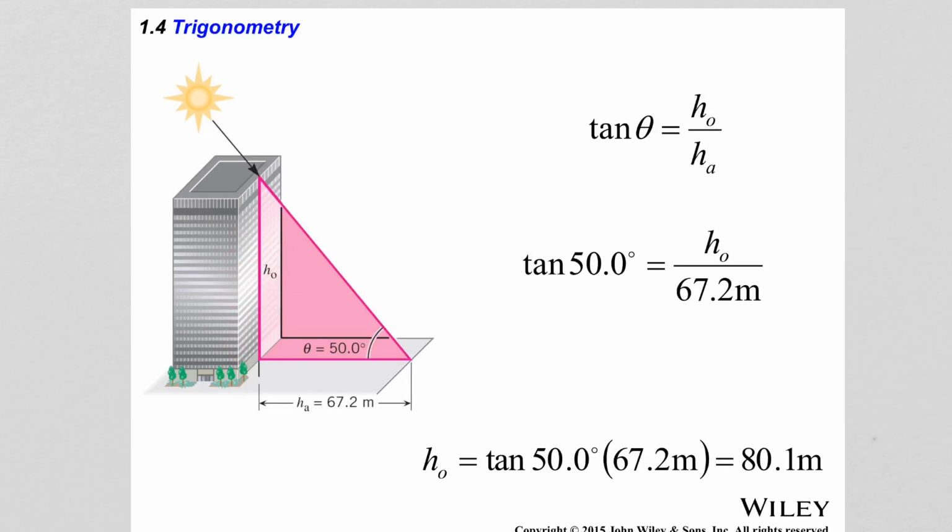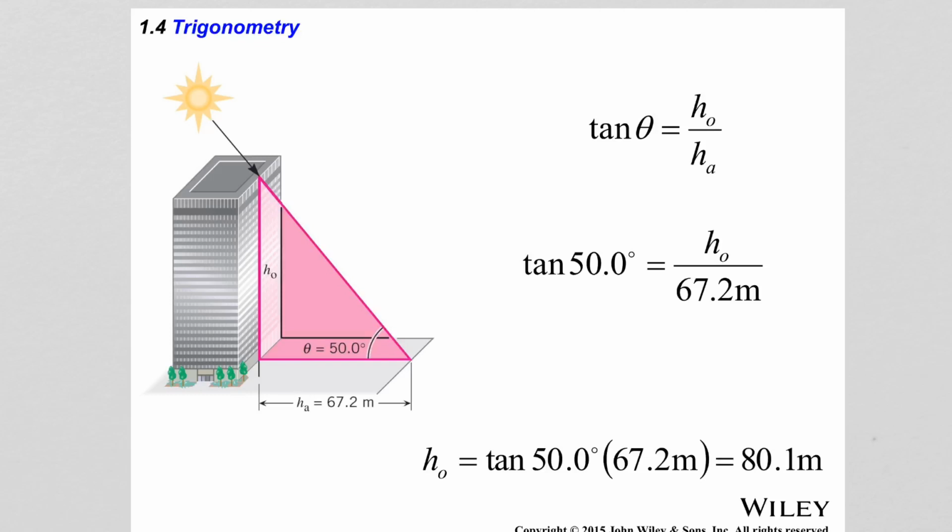And the sun is shining here so that the edge of the building produces a shadow right here, which is a distance of 67.2 meters from the base of the building. I also know that the line of the light that produces this shadow and the base line form an angle of 50 degrees. And so I can ask the question, what is the height of this building, H0?